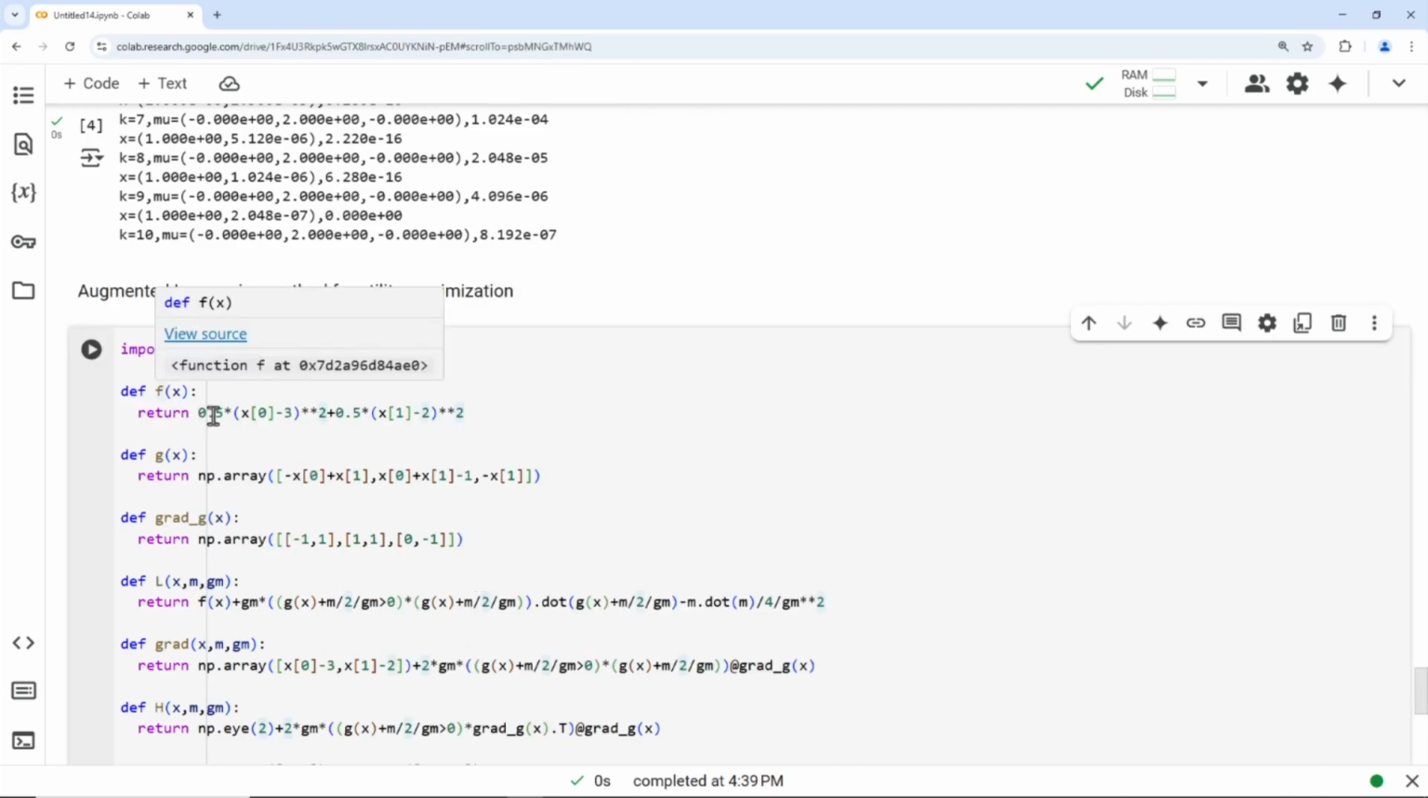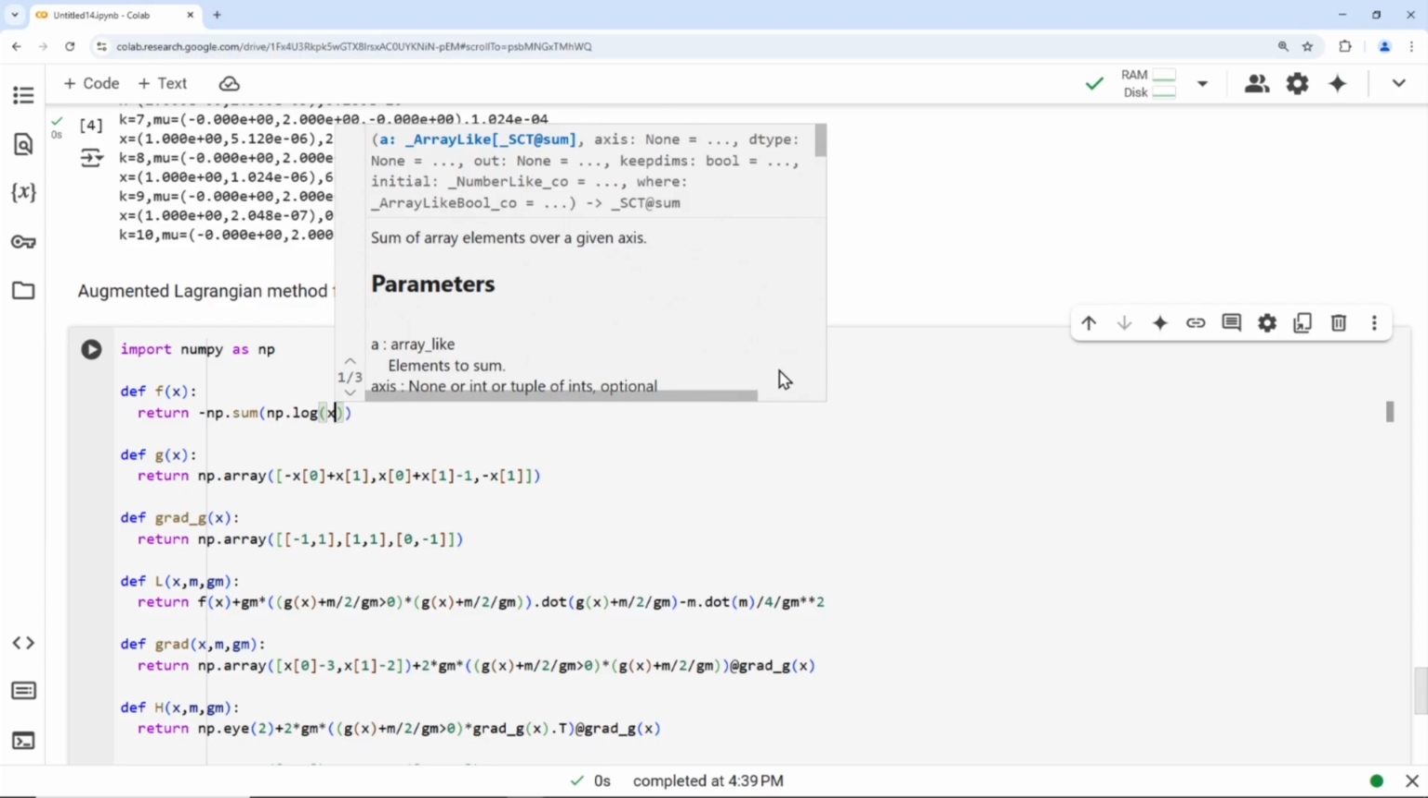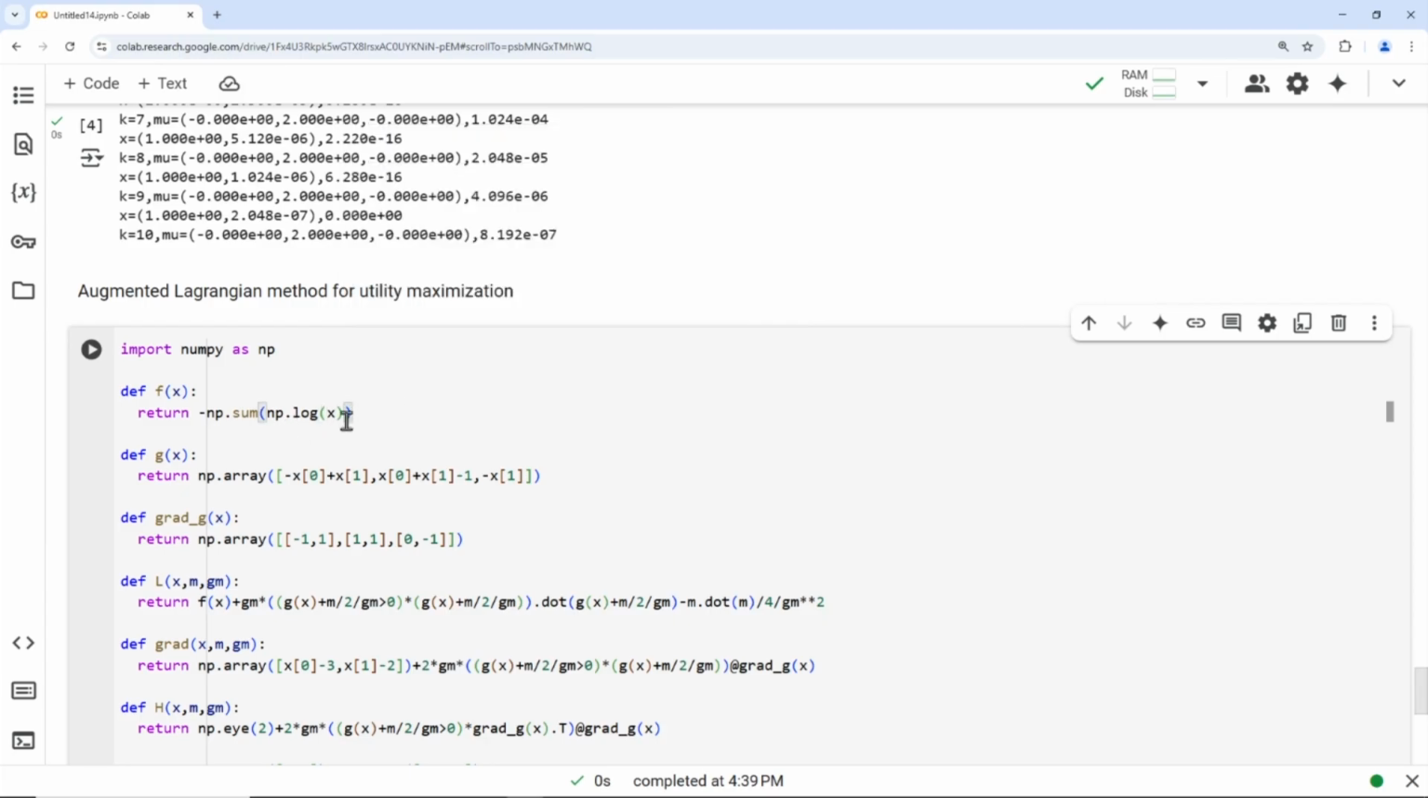So now f of x is actually the negative of the sum of log of xi's, right. We will write it this way: np.sum of np.log of x, okay. So x will be a vector, np.log of x will again be a vector, and you are summing those and you have a negative sign in front, okay. So that is just minus log of x1 minus log of x2 minus dot dot dot minus log of xn, okay.